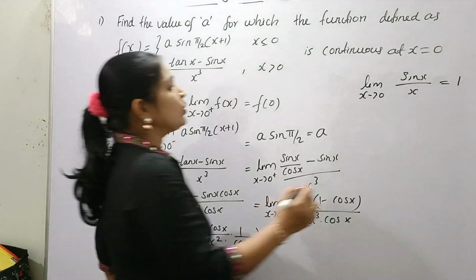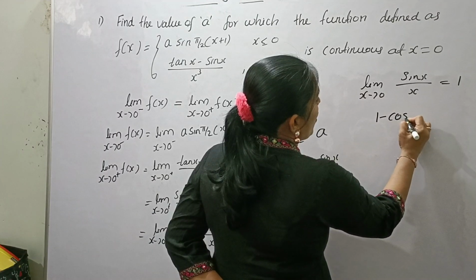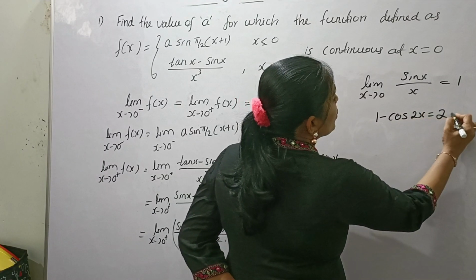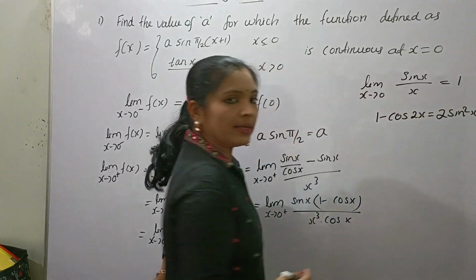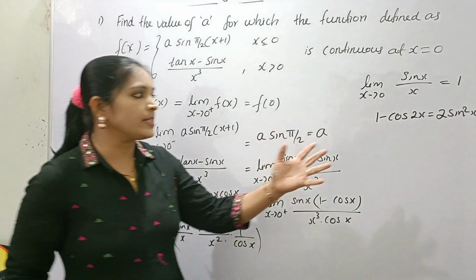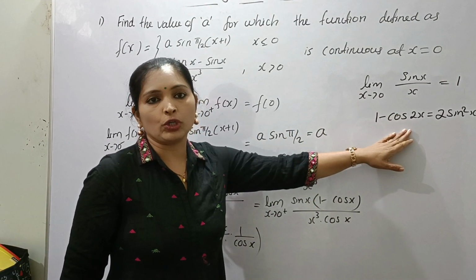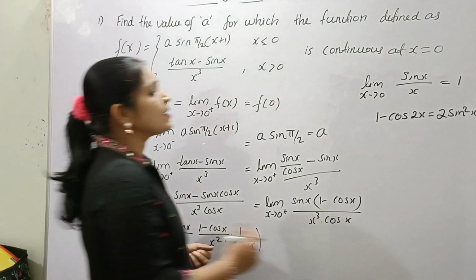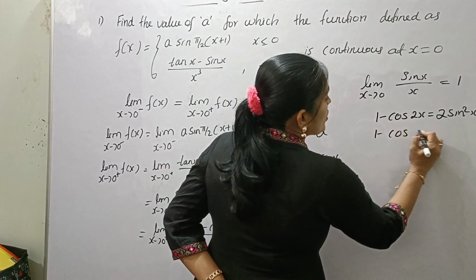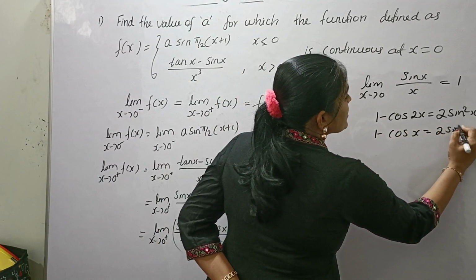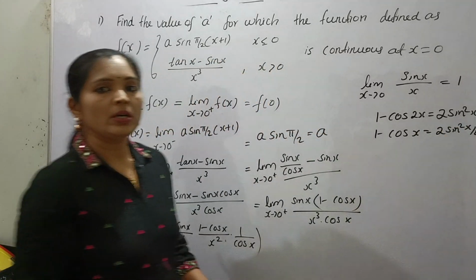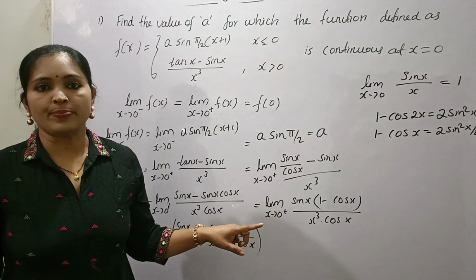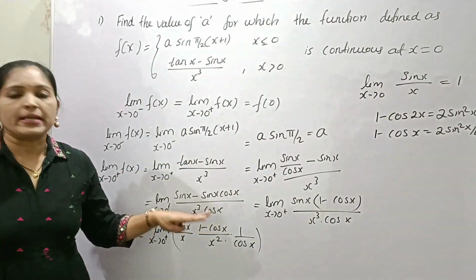So how can we write 1 minus cos x in sine terms? See here, we know that 1 minus cos 2x is equal to 2 sine square x, right? We have an identity, 1 minus cos 2x is equal to 2 sine square x. Here we have only cos x, right? So 1 minus cos x is equal to 2 sine square x by 2. So we will write it here.